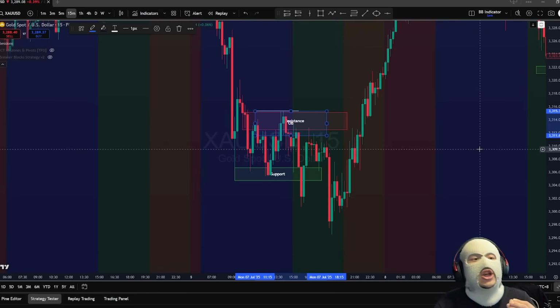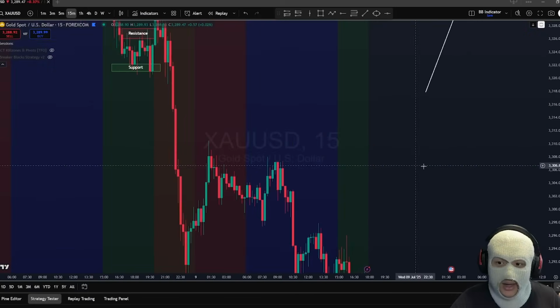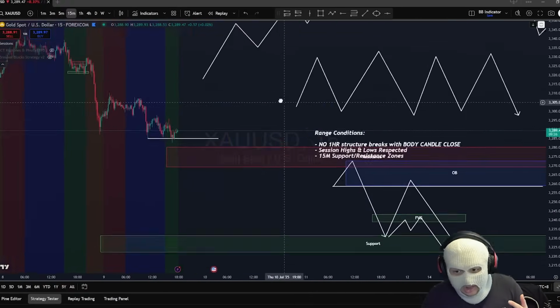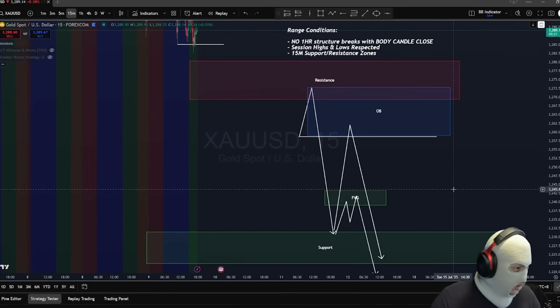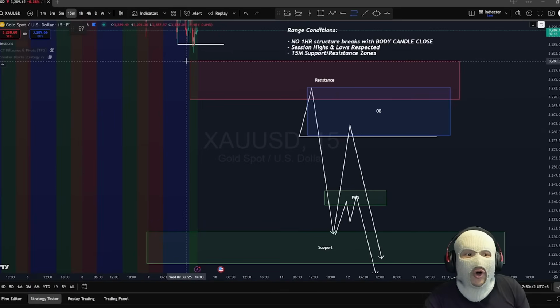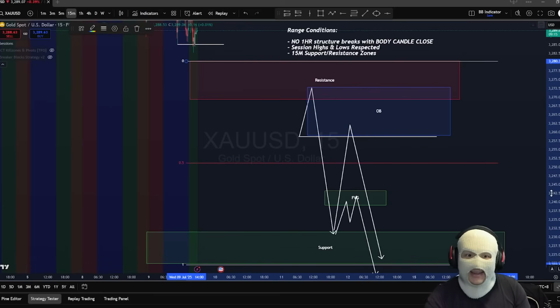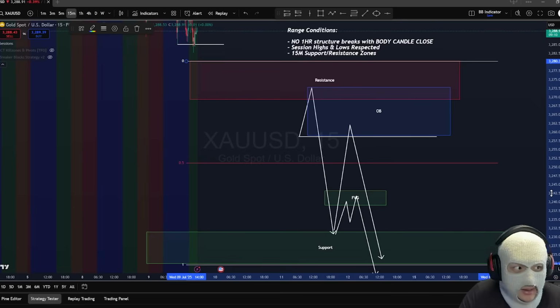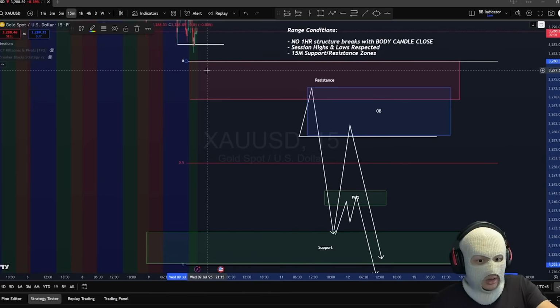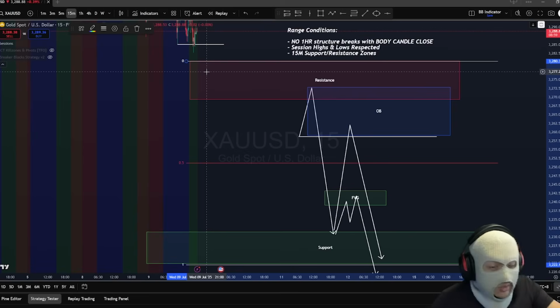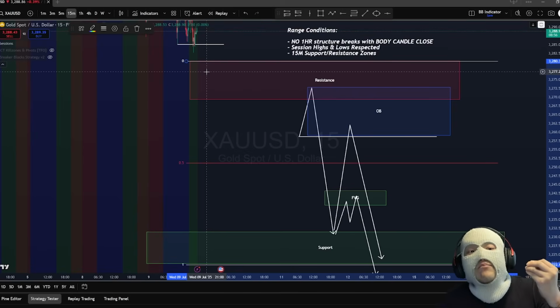Now, I'm going to give you an extra tool to help you figure that out. Listen up very carefully. Let's go back to this drawing right here. We know that we have a resistance and support. Very simple. Draw a fib. Ta-da. Anything above the 50% is a good area to look for sells because you're looking to play the range, ping pong. Above the 0.5 level, the equilibrium, is going to be a premium zone to sell.